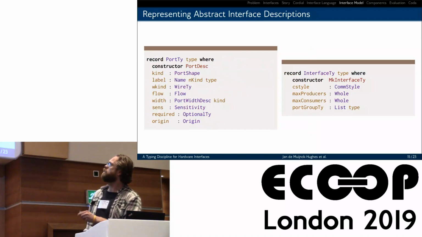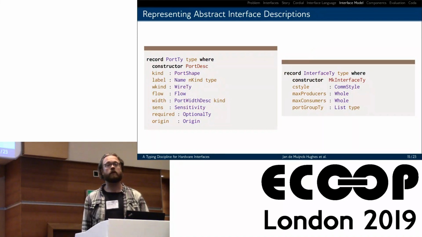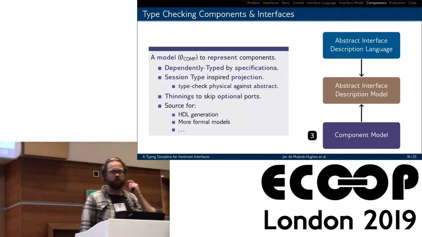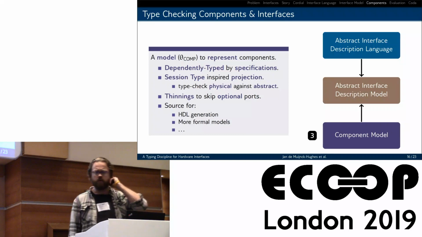Now, I said it's really boring. This is what the actual models themselves would look like. There's nothing really special going on here. More so, in the paper we have an artifact that you can look at and comment on my terrible code. But I want to move on to one of the more interesting aspects of this, which is the component model.